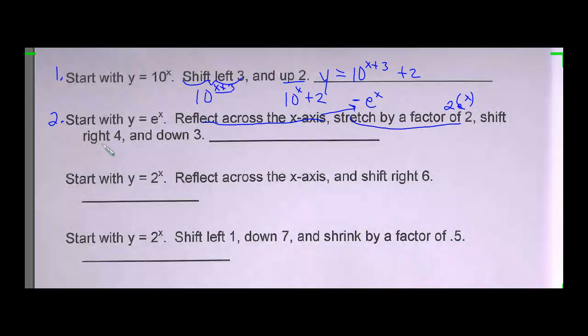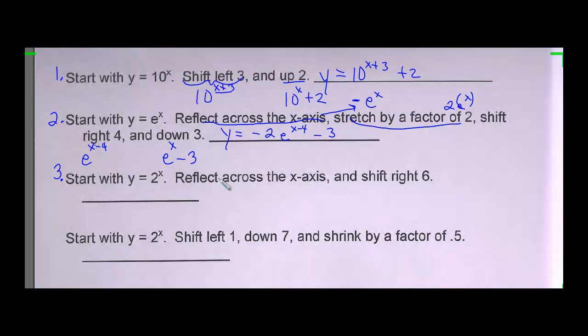Shift right 4. So this would be e to the x minus 4, because if we're shifting right or left, it's the opposite. And down 3. Minus 3. So if I was to write this equation, it would be y equals negative, I'm going to put all this stuff together, 2 times e to the x minus 4, minus 3.